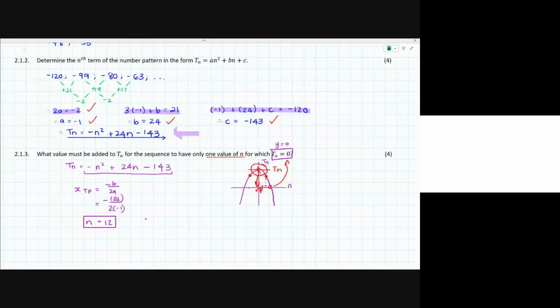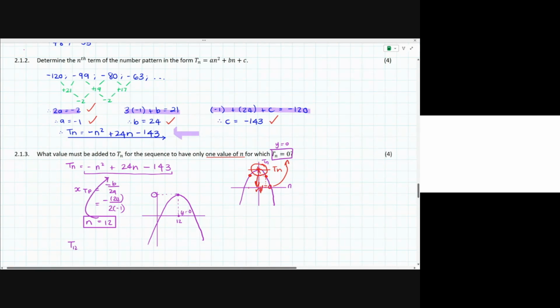Okay, so let's maybe draw a slightly more accurate parabola. So we have something like this. I now know that my turning point is where n is equal to 12. But I still need to figure out what this corresponding y value is, because that's going to tell me how much I need to shift it down so that I get to y equals 0. So I substitute this back into my equation.